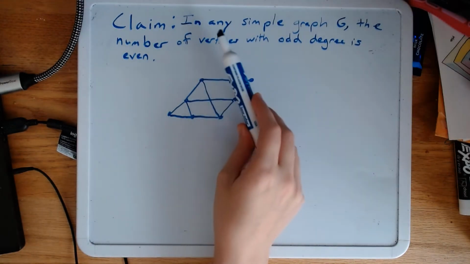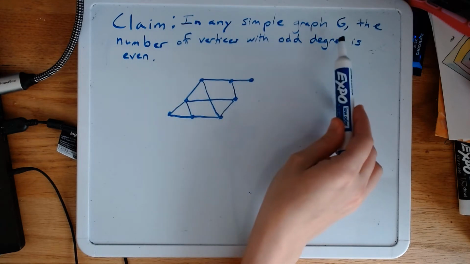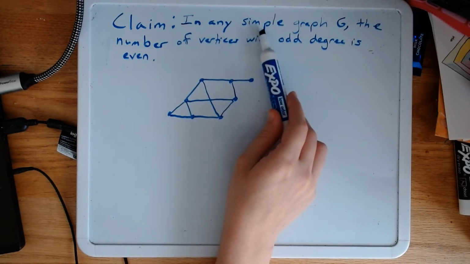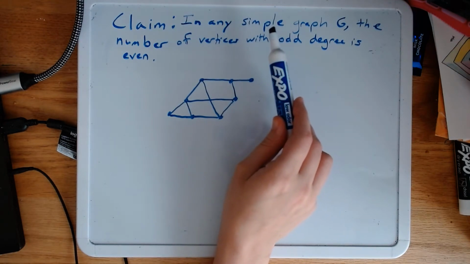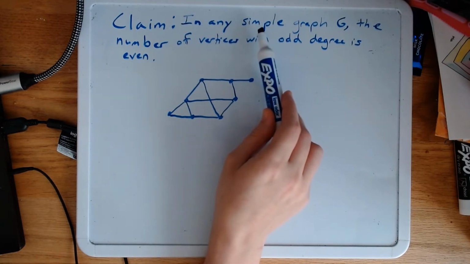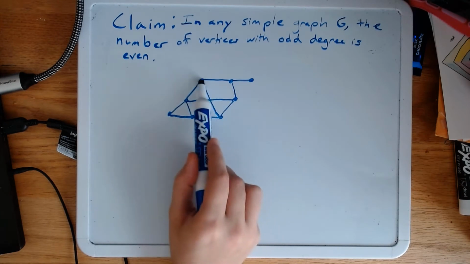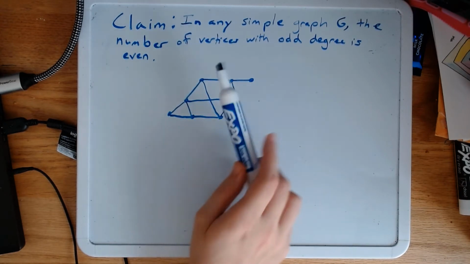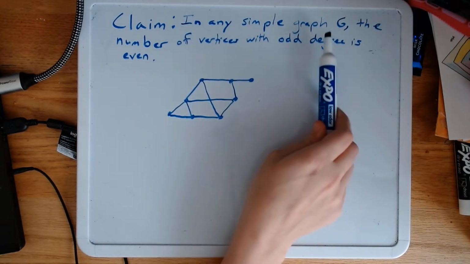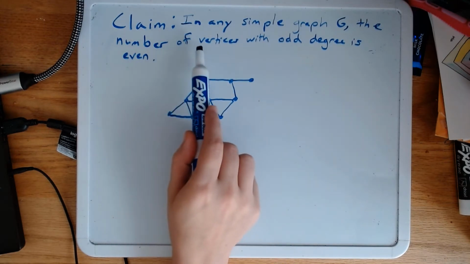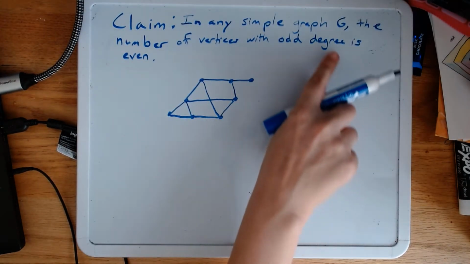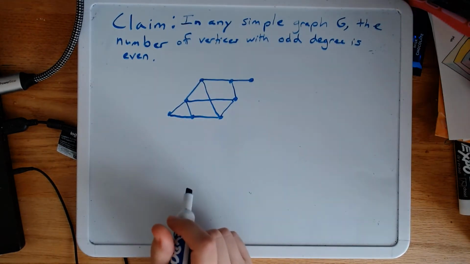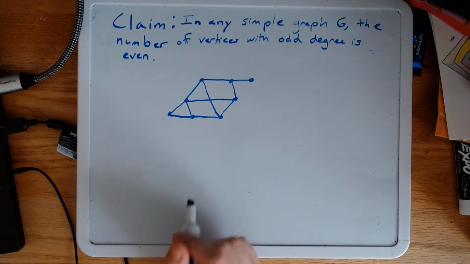So here's the claim. In any simple graph G, remember simple means that edges only go between two vertices, right? You can't have an edge from a vertex to itself, and between any two vertices we can only have one edge, not multiple. So in any simple graph G, the number of vertices with odd degree is even. Remember, degree is how many edges are incident to a vertex, right?